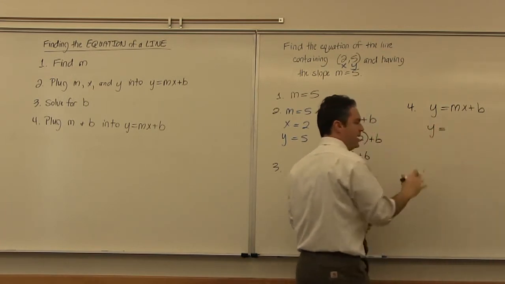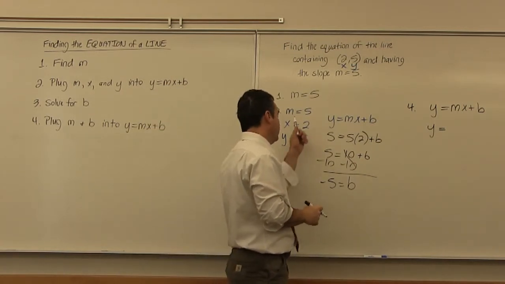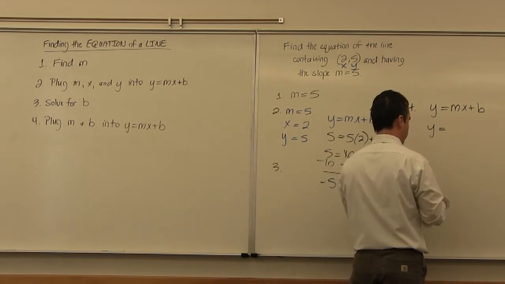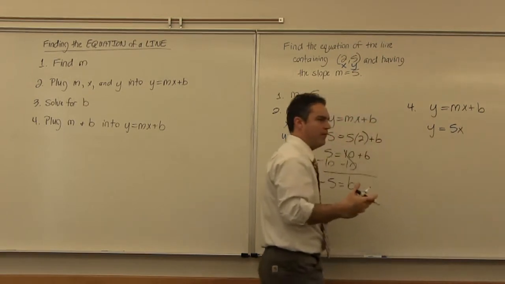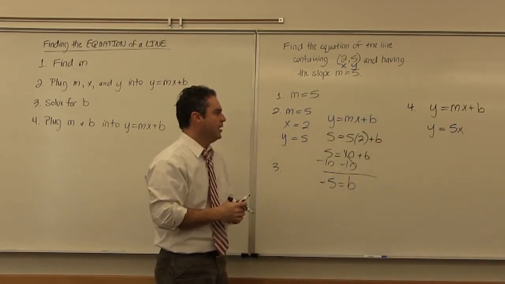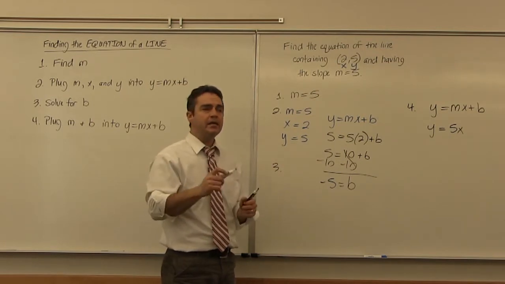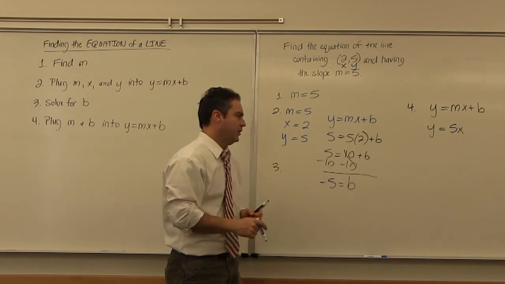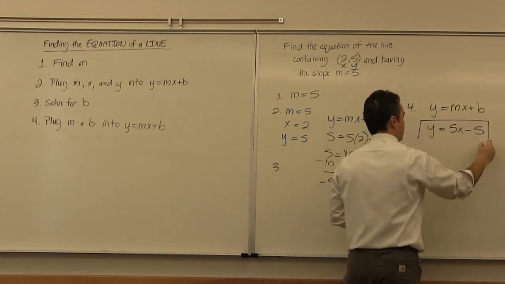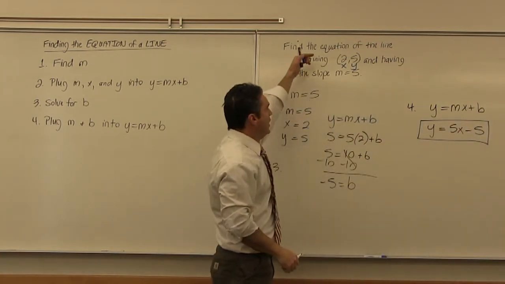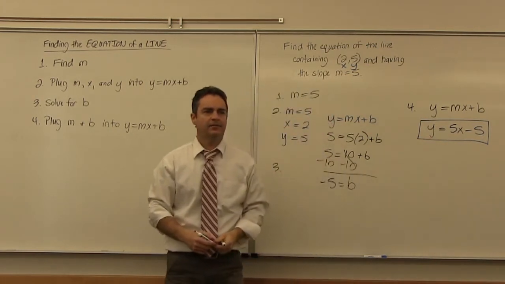Y stays. Y represents every y coordinate on the line. M is 5. That's already been given to us. So we have 5. X is also part of the equation. It represents every x coordinate on this line. But b, we have just discovered, and remember, b is what? That's right, b is our y-intercept. So b is -5. And there is our equation of the line containing the point 2, 5, and with the slope of 5, y equals 5x minus 5.